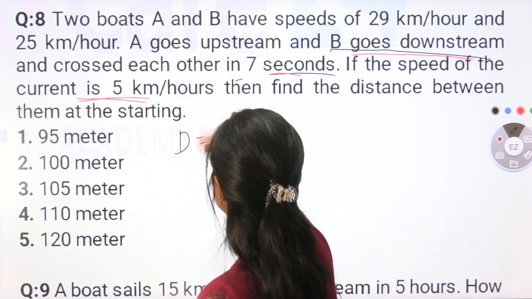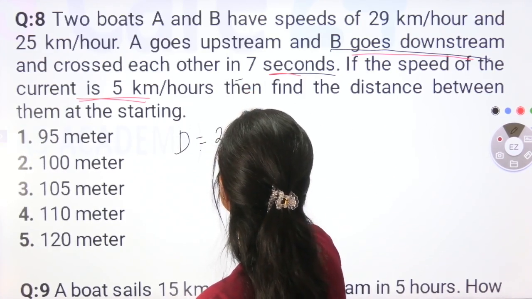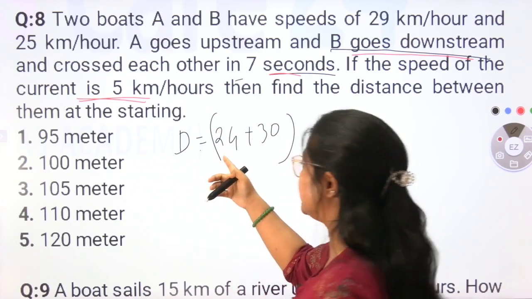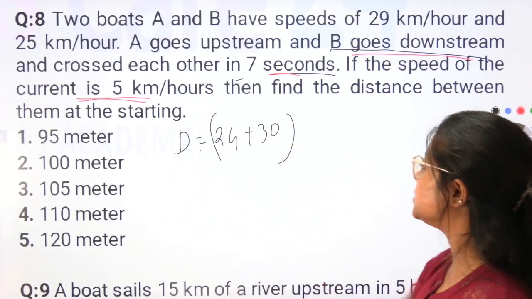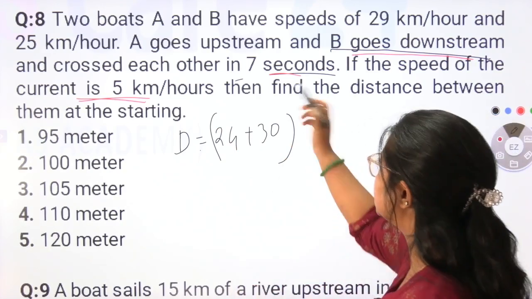So from here, how much was my speed? 24 plus 30, because my upstream speed for boat A was 24 and my downstream speed for boat B was 30. So 24 plus 30, it is in kilometer per hour.